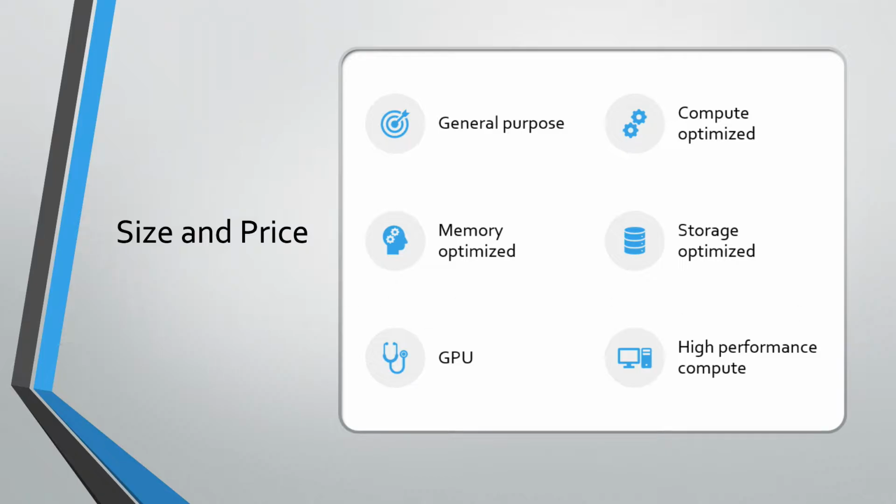To start with, general purpose. General purpose basically has a balanced CPU to memory ratio. It's ideal for testing and development, or I could say small to medium databases. It covers the B and D series of VMs. There's also the A series, which is for dev purposes, but B and D series come under general purpose.